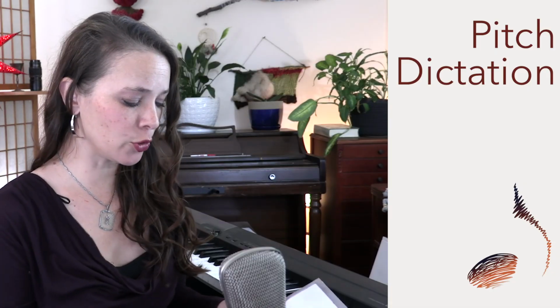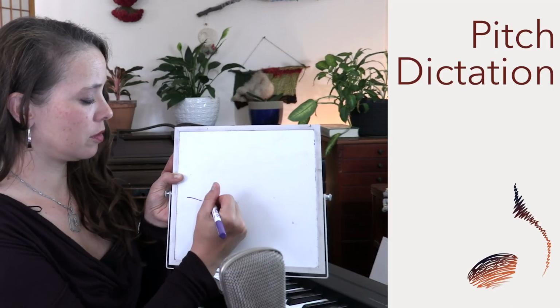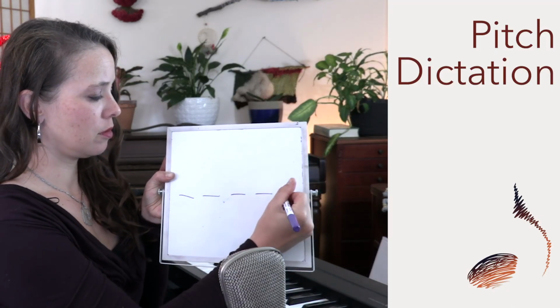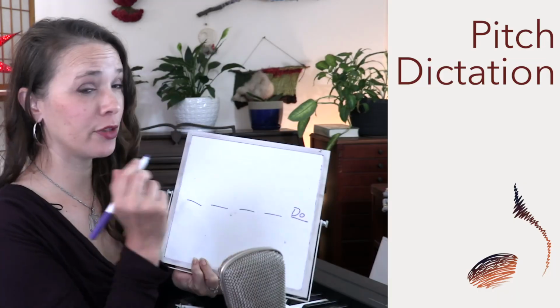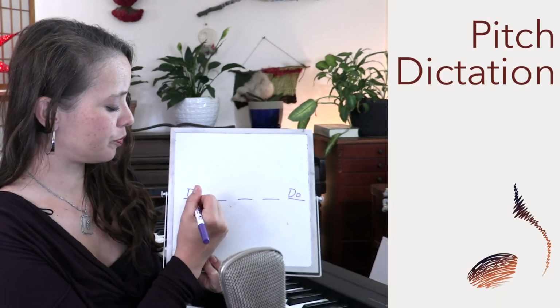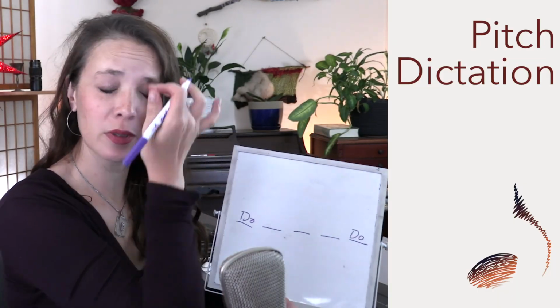Okay, so let's take a look at this on our dry erase board. Whenever you're doing a pitch dictation, you can write out the number of lines for the number of notes that you have. We have 5. We know we're going to end on do. And for this one, we're starting on do. We're not always going to start on do.